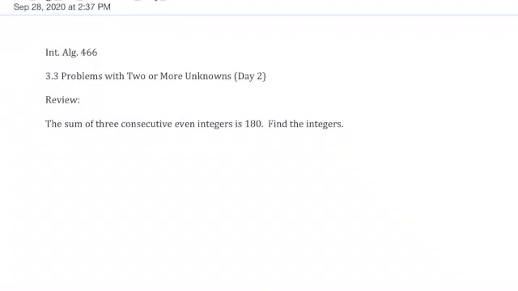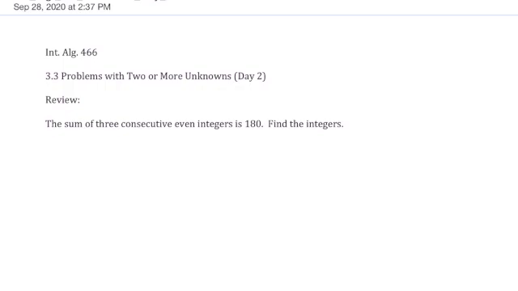Working on notes 3.3, problems with two or more unknowns, day 2. The first question is a review question. It's related to consecutive numbers. Please dig out your notes and work through the problems.